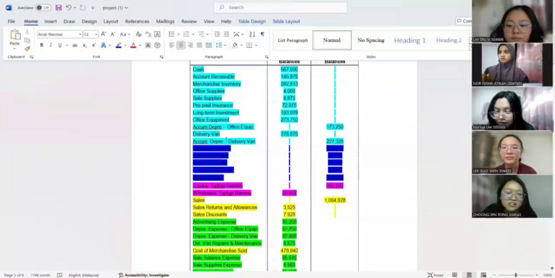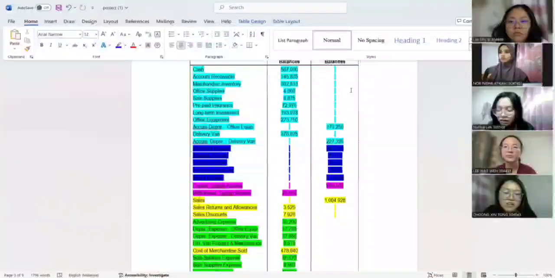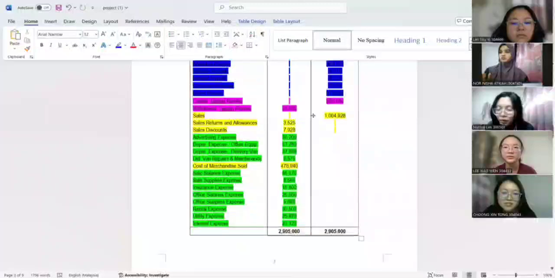From the long-term investment, we'll add the office equipment, but we will minus the accumulated depreciation of office equipment to get the net amount of the office equipment. Also, for the delivery van, we will always minus the accumulated depreciation of the delivery van to get the net amount of the year.